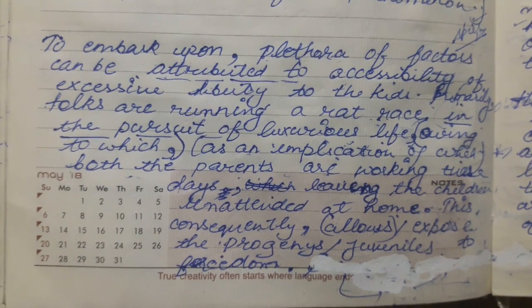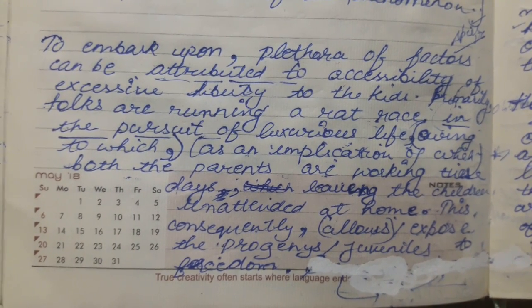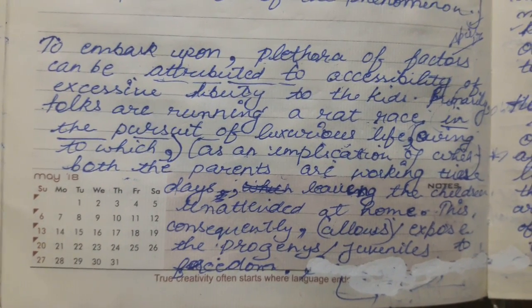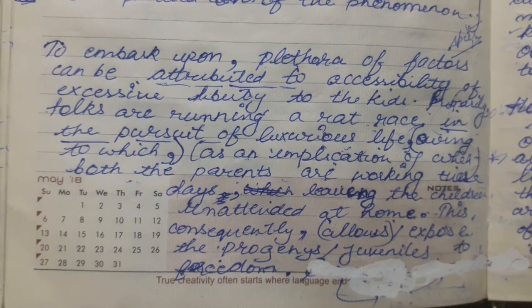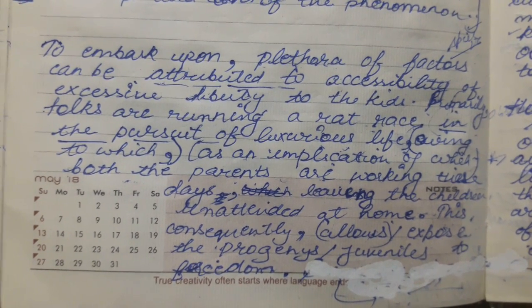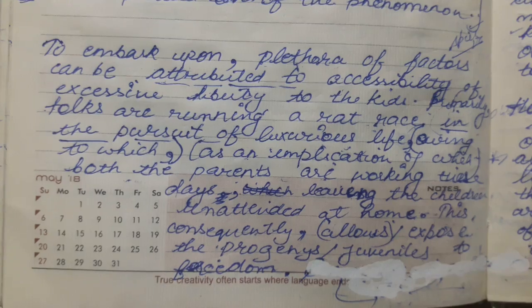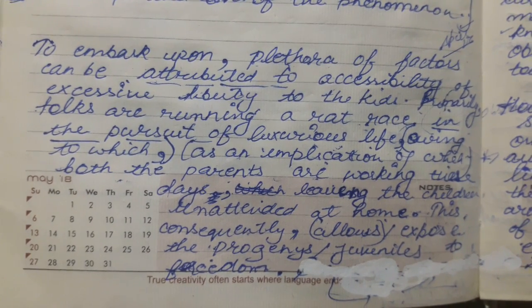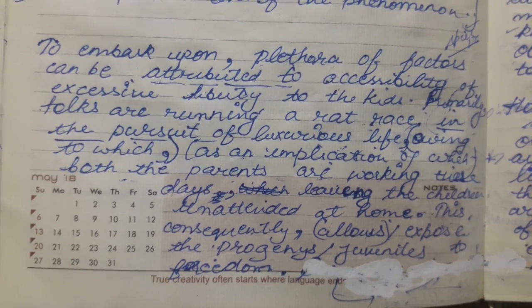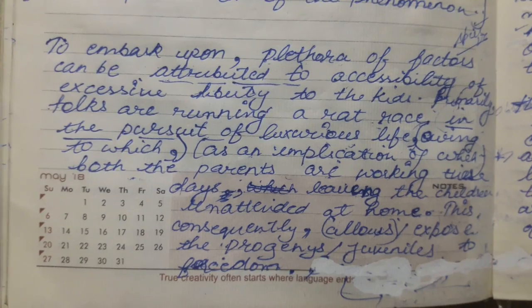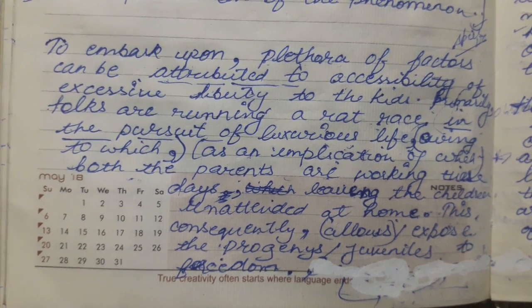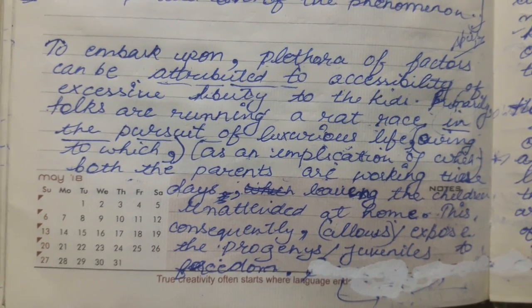Or instead of writing all this accessibility of excessive liberty, you can also write the word phenomenon. So plethora of factors can be attributed to this phenomenon, or you can also say plethora of factors can be attributed to excessive liberty to the kids. Primarily, folks are running a rat race in the pursuit of luxurious life. Folks are running a rat race in the pursuit of means they are running behind the luxurious life.